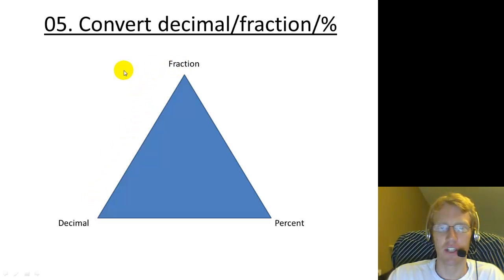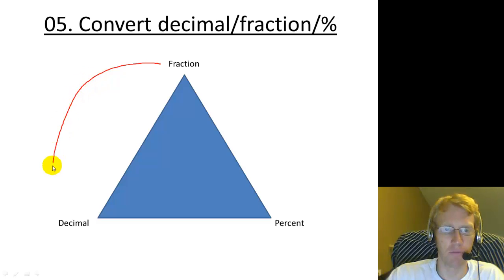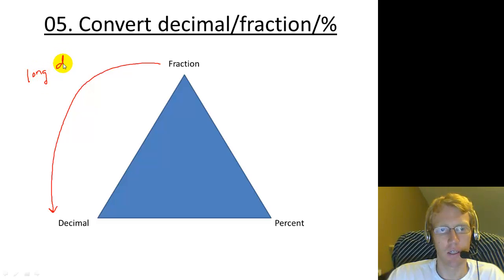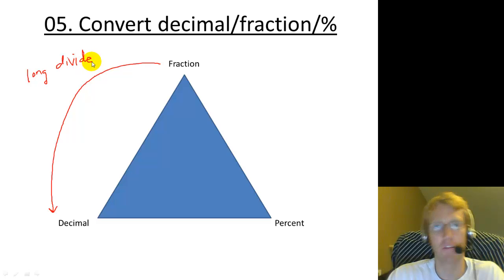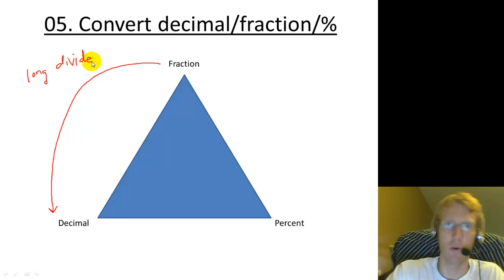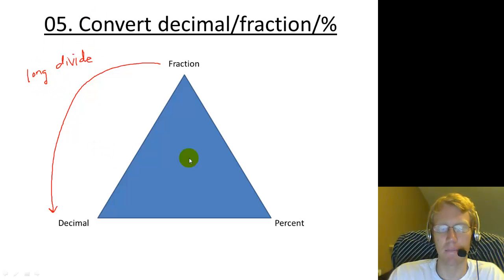So if you have a fraction and you want a decimal, so if you're going from fraction to decimal, all you do is divide the numbers. So long divide, or divide in your calculator. So if you have something like 4/7, you literally just do 4 divided by 7, and whatever you get is the decimal equivalent, so long divide.